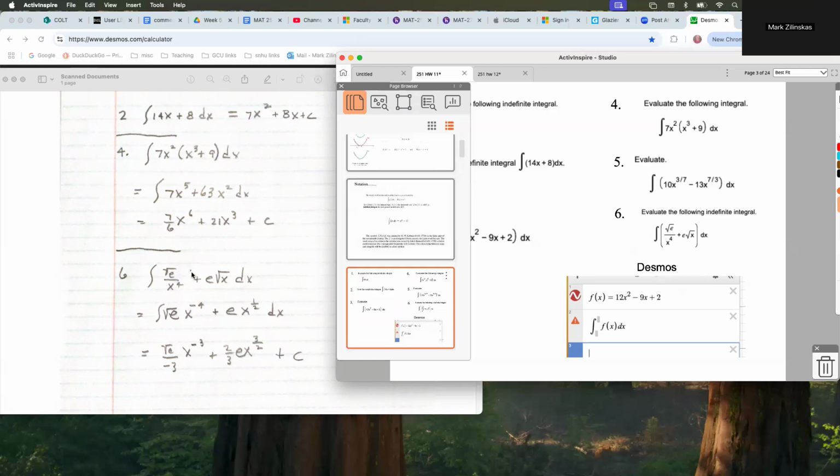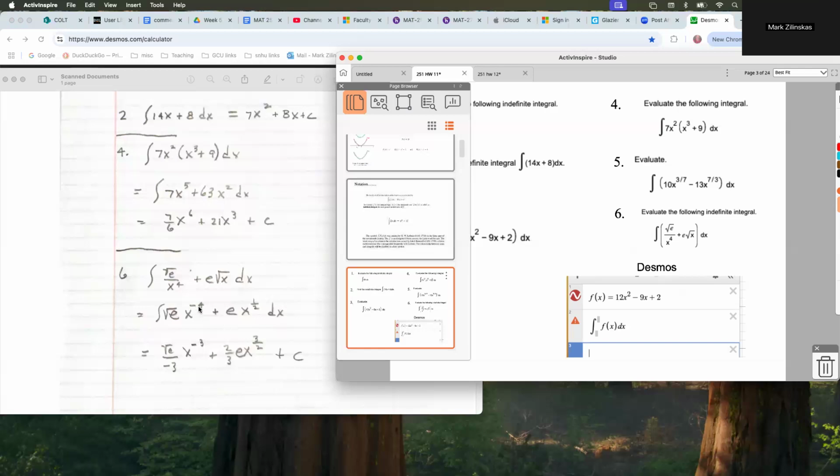Since I have a rational expression here, and x to the 4th is in the denominator, I'm going to write it out using a negative exponent. So this is equivalent to the square root of e times x to the negative 4th. Here I just have e times the square root of x. So I'm going to express the square root of x as a rational exponent, x to the 1/2. And then now I just have to deal with fractions, which aren't always the most pleasant thing.